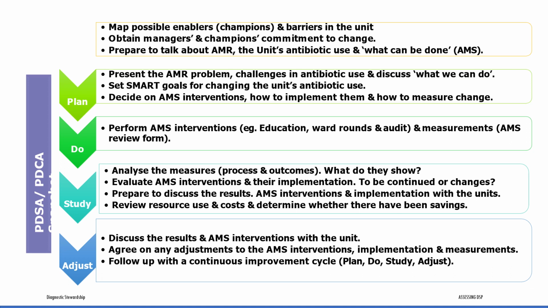Perform the AMS interventions and do the measurements. Analyze the measures, what they show, evaluate the interventions and their implementation. Prepare to discuss the results. Review the resources used and cost and determine whether they are making savings. Discuss the results, agree on any adjustment, and follow up with the continuous improvement cycle. That is plan, do, study, adjust.